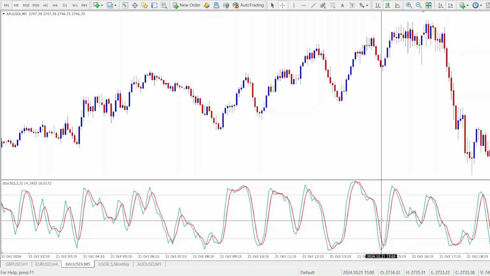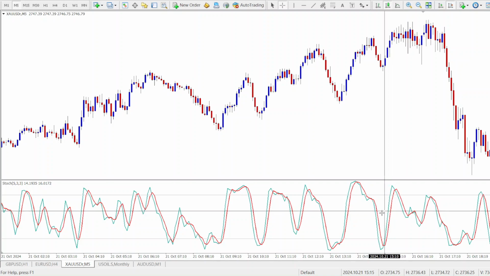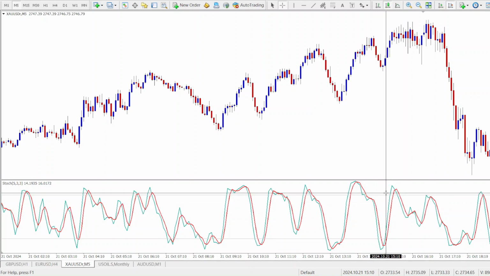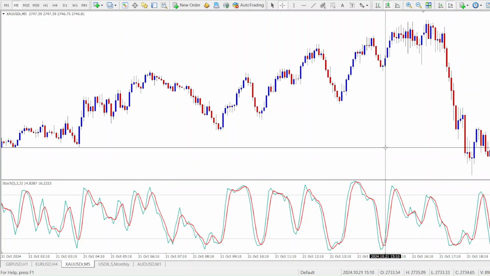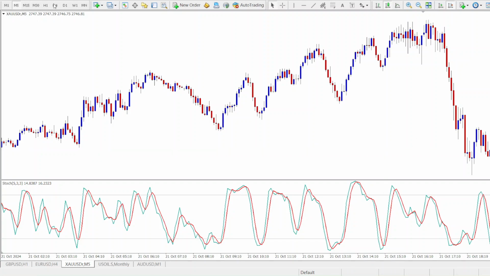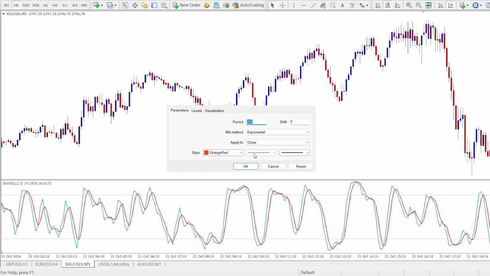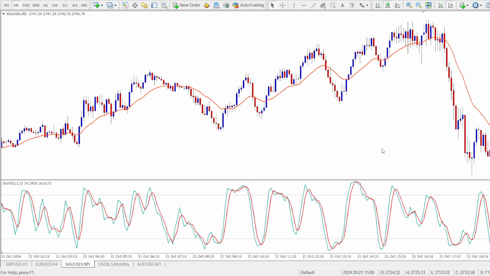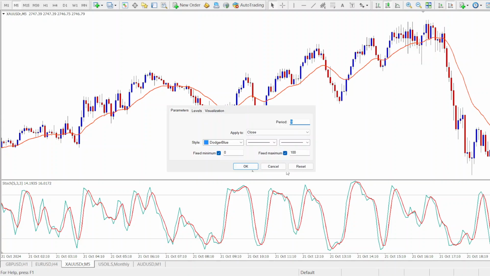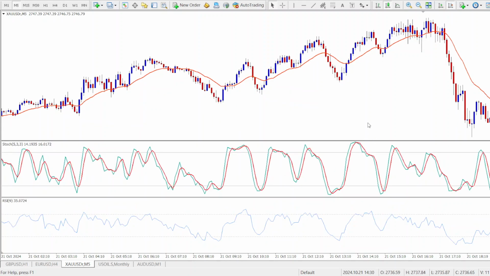Alright, now here are a few tips to maximize your success with a stochastic indicator. Always use it in conjunction with other indicators for confirmation, such as moving averages. For example, let's just add on the moving average to the chart. Okay, and then you can also add your RSI just for additional confirmation. Okay, and it's very important that you practice on demo accounts before going live.